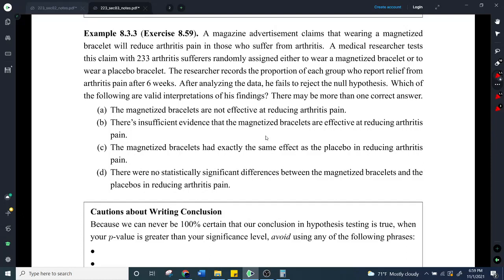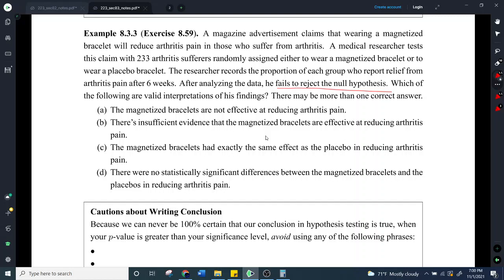It says, a magazine advertisement claims that wearing a magnetized bracelet will reduce arthritis pain in those who suffer from arthritis. A medical researcher tests this claim with 233 arthritis sufferers randomly assigned either to wear a magnetized bracelet or to wear a placebo. The researcher records the proportion of each group who report relief from arthritis pain after 6 weeks. After analyzing the data, he fails to reject the null hypothesis. So be careful with that phrasing. He fails to reject the null hypothesis.